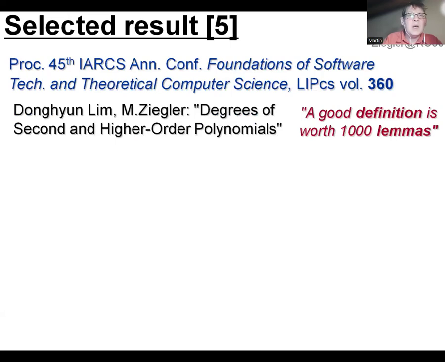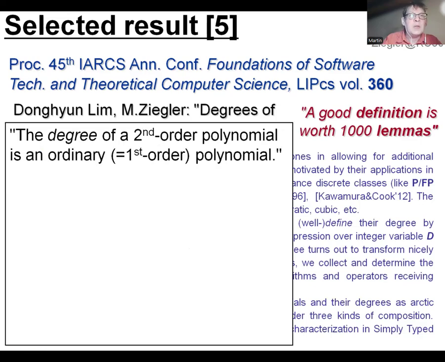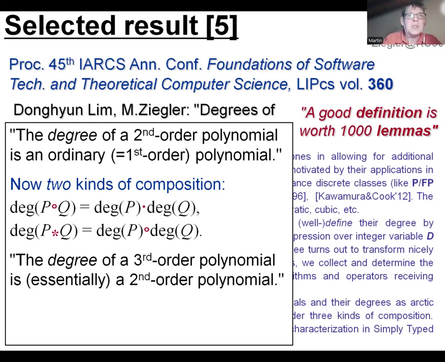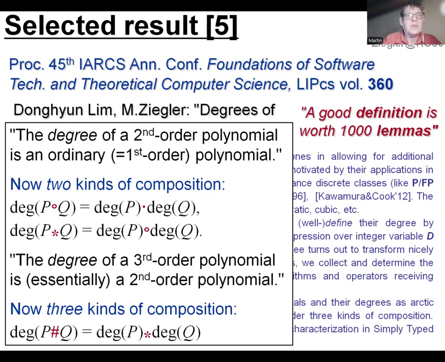And finally, degrees of second higher order polynomials, again with Dong-Hyun Lim, generalizes linear, quadratic, cubic, and quartic polynomial running time or general growth from the first order to this aforementioned second order setting. Basically, it turns out that the degree of a second order polynomial is not a number, but it's a first order, an ordinary polynomial. Now we have two kinds of composition and they translate in different ways. Third order polynomials, their degree is a second order polynomial, and one has 3 kinds of composition. And yeah, this is all worked out in detail in this publication.